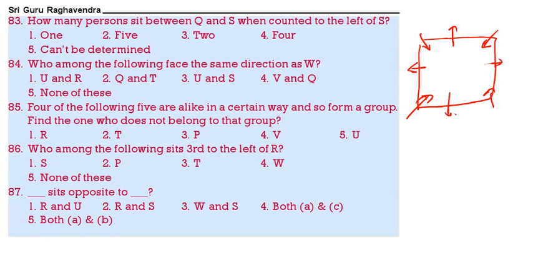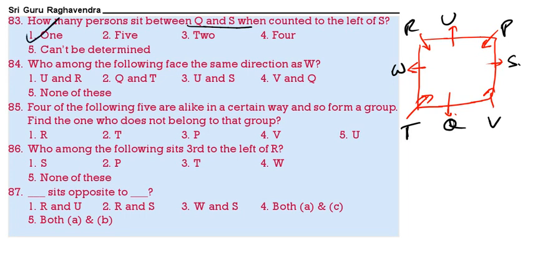See this one, this is the correct arrangement we have got. Now based on this, we should answer the questions. How many persons are there between Q and S? When you count to the left side of Q, that means you count to the right side of Q, because Q is facing the center. Only one. Only one is the correct answer.